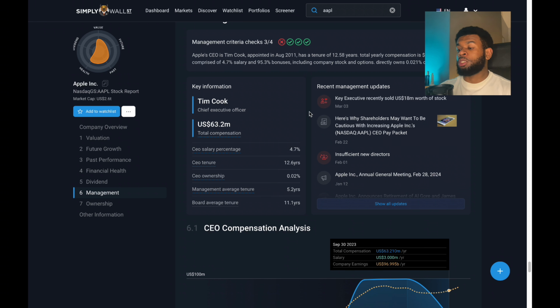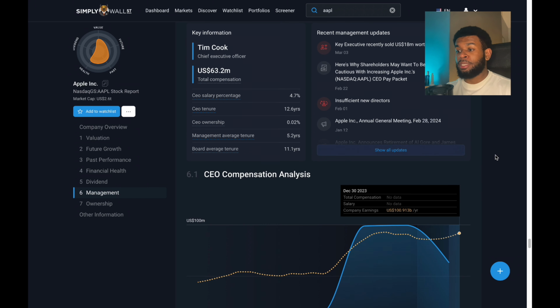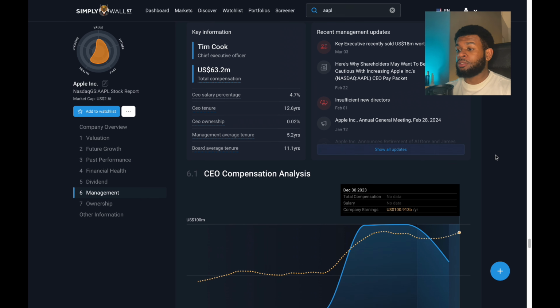We can also see how long the CEO has been within the company, because at the end of the day, these people are running the company on a day-to-day basis, right? So we can have a look at who's actually in charge. Right now it's Tim Cook, obviously. We can see how long he's been at the company.